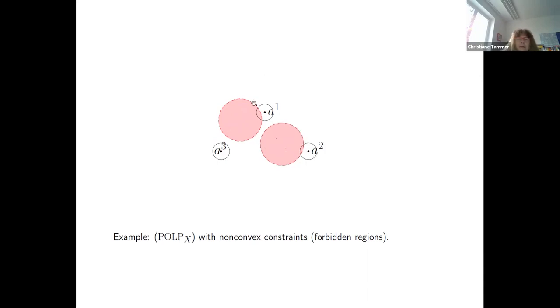Also for this case, here we have two forbidden regions, and the feasible set is outside of the red regions, such that we arrive at a non-convex location problem. And the element X prime that we computed before is now not feasible. It doesn't belong to the feasible set capital X.